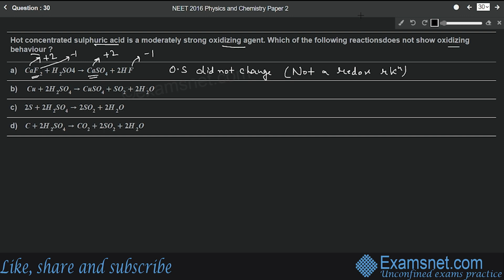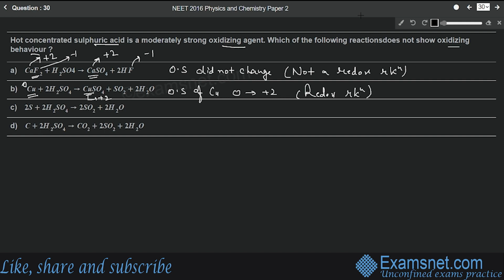Okay. Now in the second one, we can see that copper is in its pure element form. So the oxidation state will be 0. Whereas on the product side, the oxidation state of copper has become +2. Okay, so this time you can see that the oxidation state has increased. The oxidation state of copper has increased from 0 to +2. So this will be a redox reaction. You can check for other elements as well.